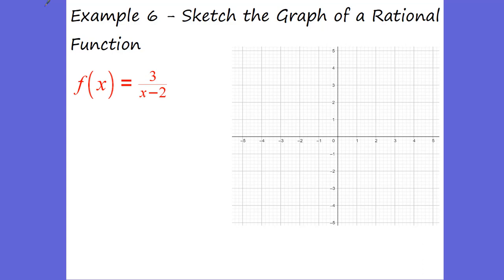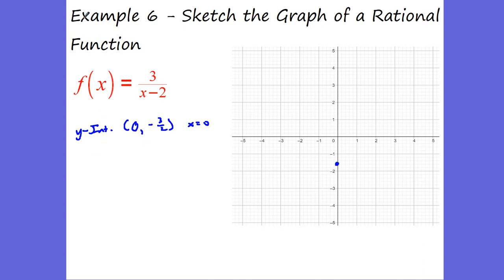So we have this one right here. The function is 3 over x minus 2. So let's first take a look at y-intercepts. How do we find y-intercepts? We're going to plug 0 in. And so our y-intercept is going to be at (0, -3/2) because we just plugged in x is equal to 0. So our y-intercept is -1.5 right here.